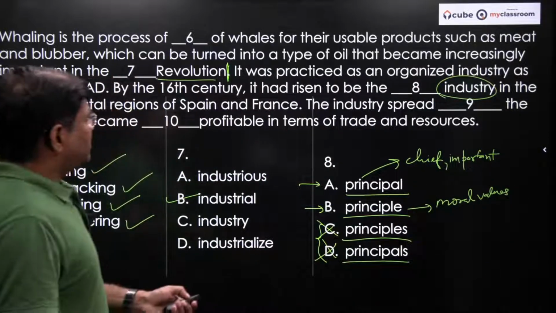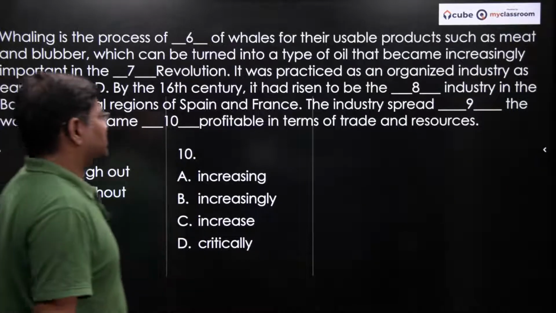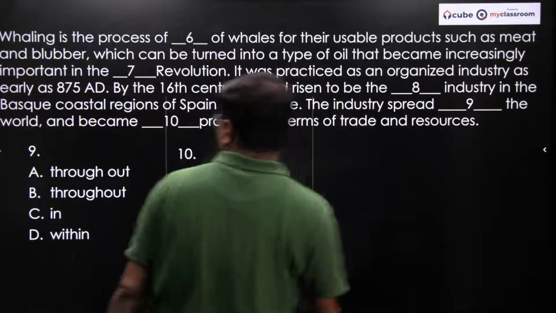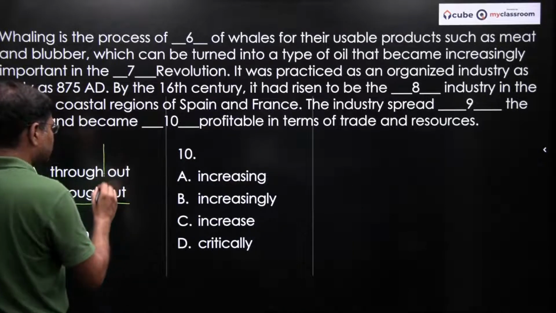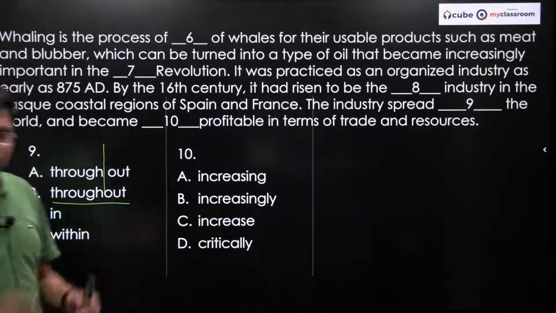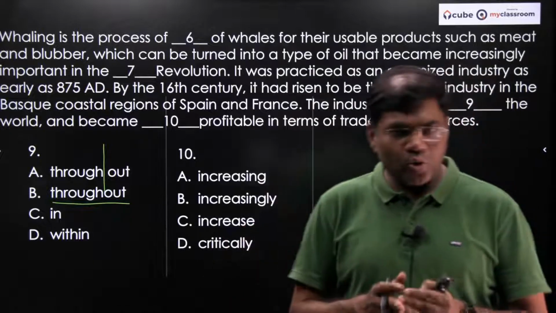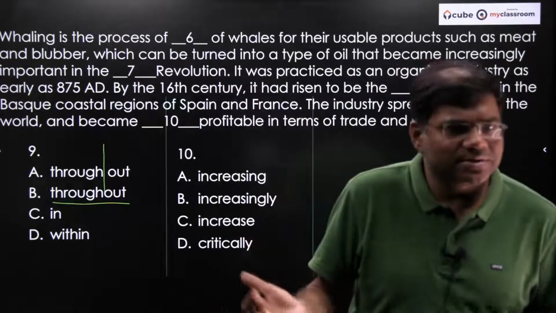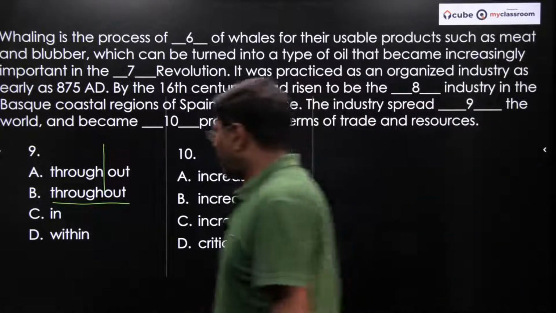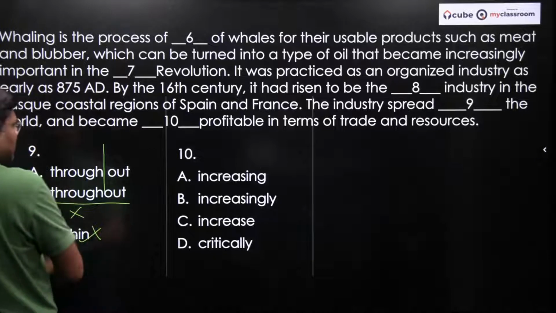Now let's go ahead and take the next blank. It says Basque coastal regions of Spain and France. The industry spread dash the world, throughout the world. So throughout is one word. You can't have this gap in between. When you put through and out as two separate words, then they become different. So through is यहाँ से निकलना, out means बाहर जाना. So that is not making sense here. Throughout means everywhere, right? And in and within are not idiomatically correct. They are not the right prepositions, and therefore B is the right answer.